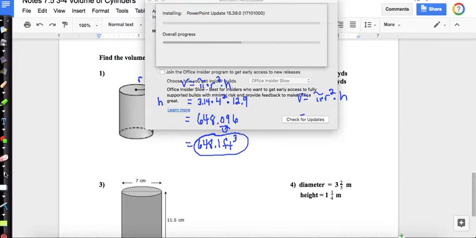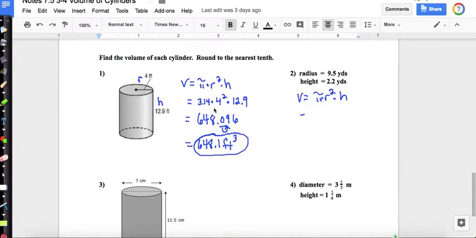Okay, whoa. Let me just get rid of that. Sorry about that. And now we're going to take out pi and write 3.14 times, my radius is 9.5 squared, times the height, which is 2.2.